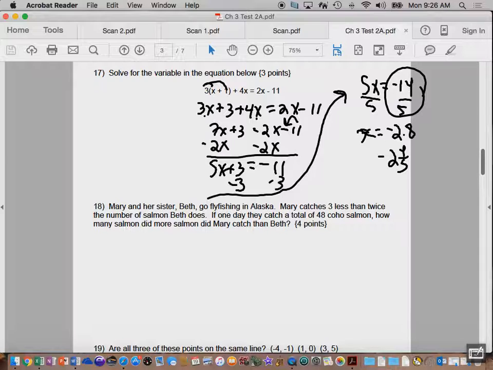This was the fact that a lot of people put down positive. That was by far the biggest mistake on that one.